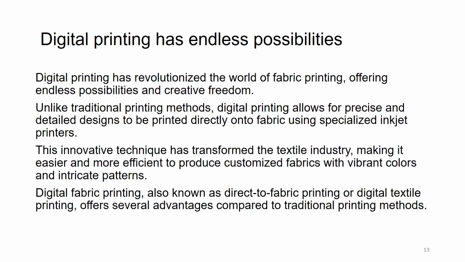Digital fabric printing, also known as direct to fabric printing or digital textile printing, offers several advantages compared to traditional printing methods. Traditional printing method is slow, cannot have too much variation. There are a lot of chemicals and auxiliaries used in the dye paste, and therefore it is quite difficult and cumbersome. It requires a longer procedure as compared to digital printing.